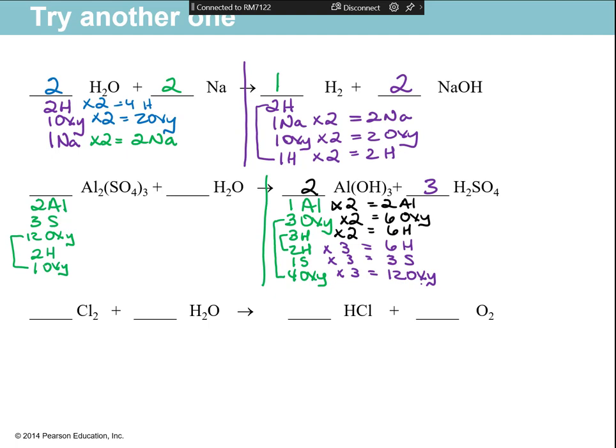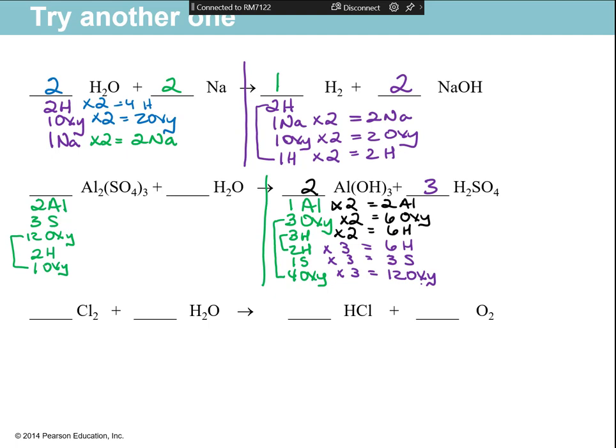Seems like a lot. Okay, but in doing that, double check your simple ones. Aluminum are balanced, right? 2 and 2. Sulfurs are balanced, right? 3 and 3. Okay, so now let's balance hydrogens. Hydrogen is only found in one place on the left. So that one we're going to balance before the oxygens.